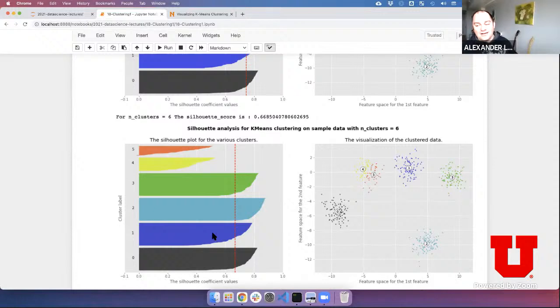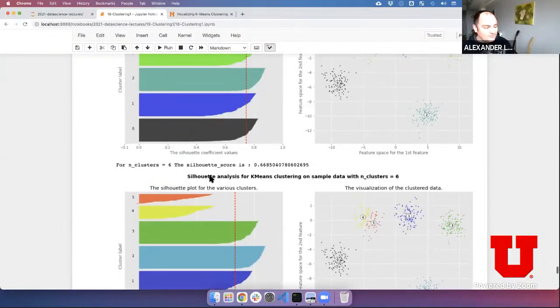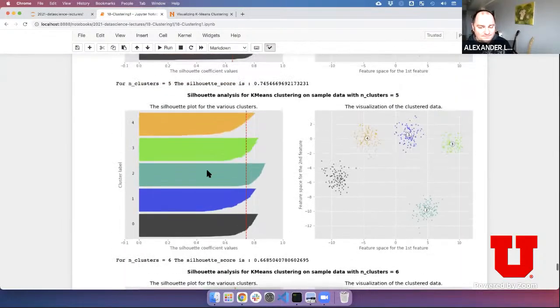But if you have 100 dimensions, then of course you need something like this to evaluate your clustering, because you simply can't plot a 100-dimensional data set all that easily. So, any questions about the silhouette analysis here?